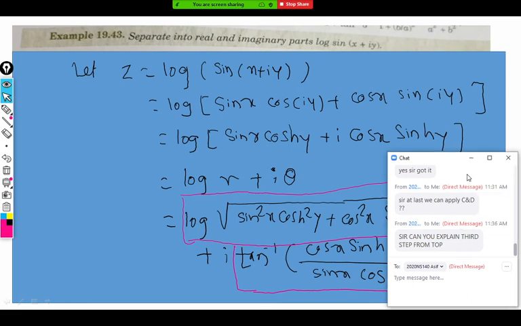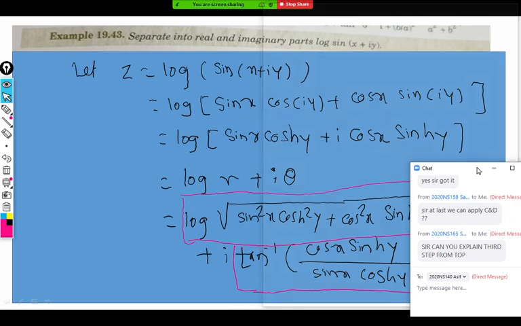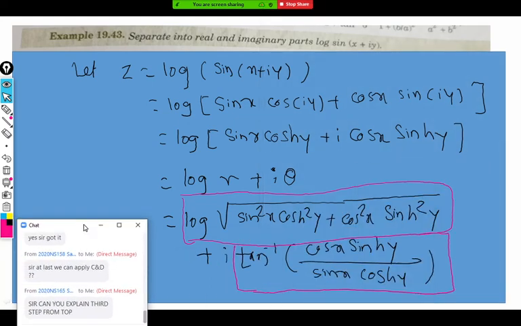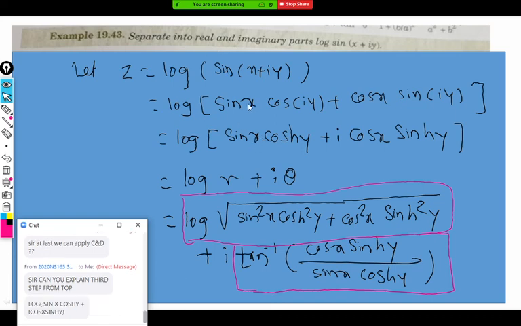Can I explain the third step from the top, sir? Someone is saying. Okay, so this is the third step. Here this sin x is as it is. Cos of iy is cos hyperbolic y. So that is a relation between circular and hyperbolic that we saw earlier. And sin of iy is i times sin hyperbolic y.